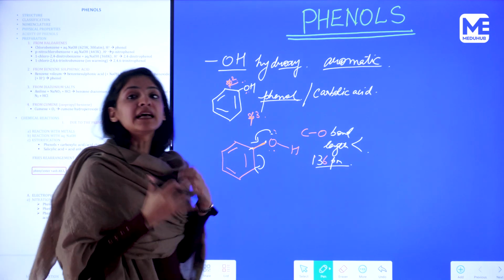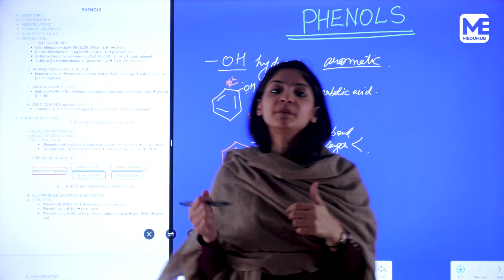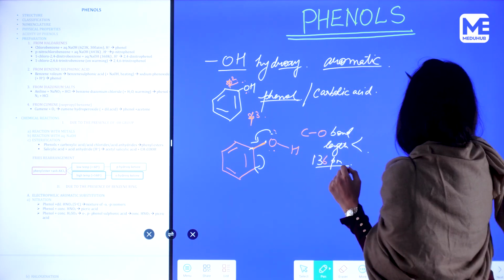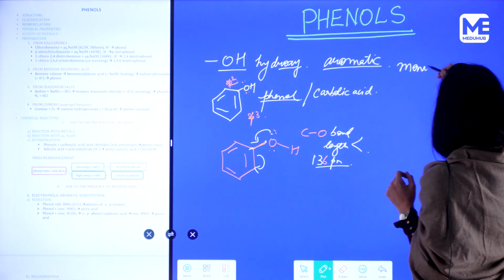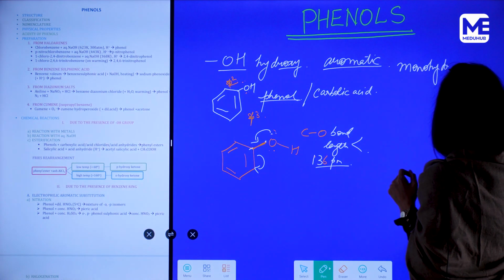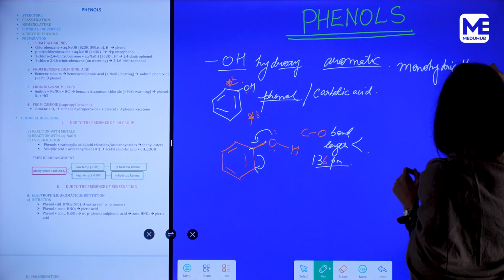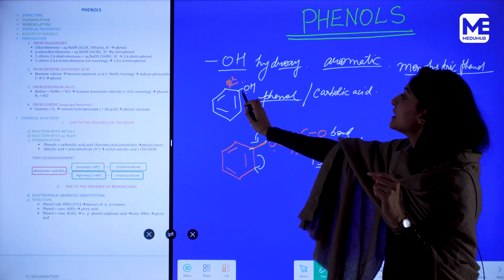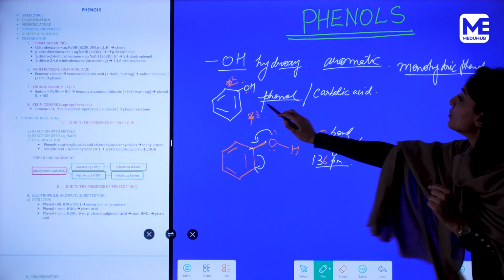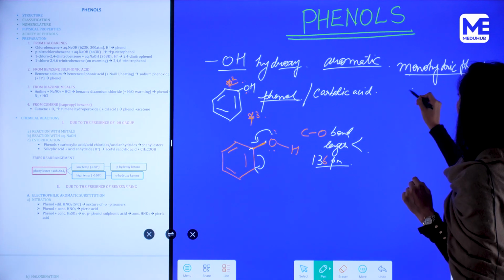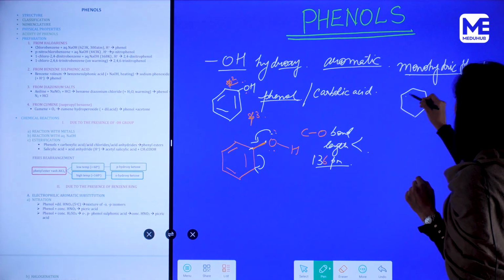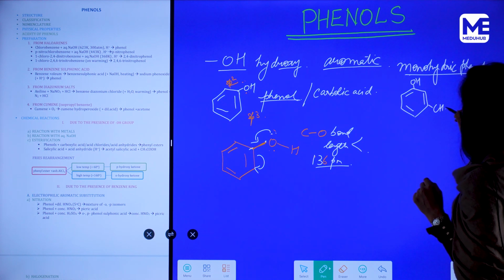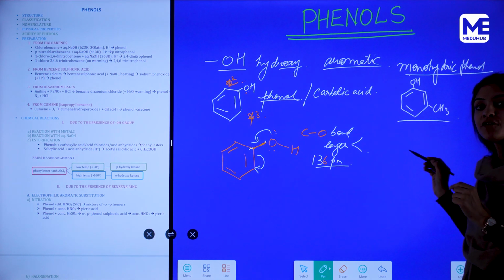If we talk about classification of phenols, they can be classified into three categories. First is a monohydric phenol. Monohydric phenols are when only one OH group is attached to the benzene ring. So, simple phenol, or this one here, OH, and let's say CH3 attached here, is a monohydric phenol.